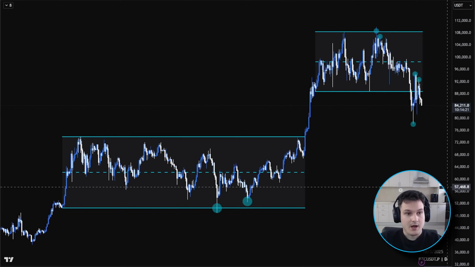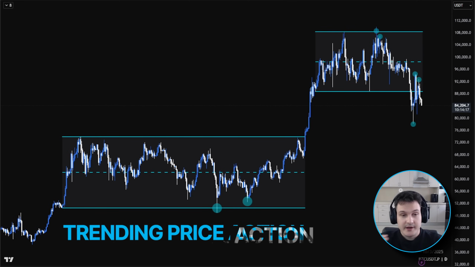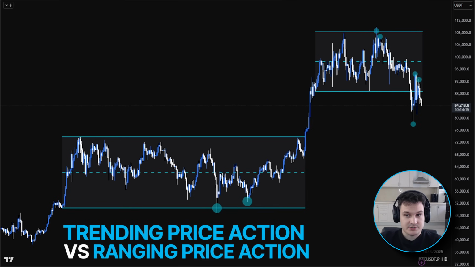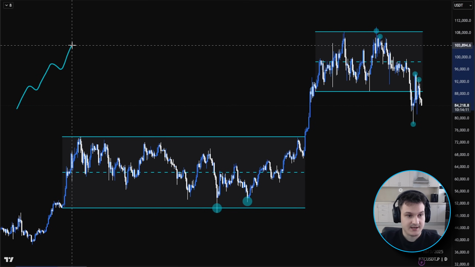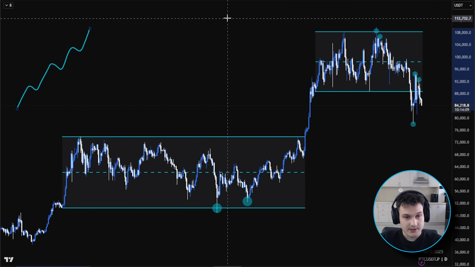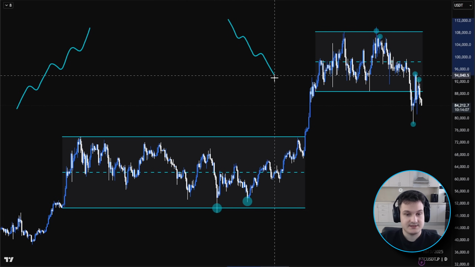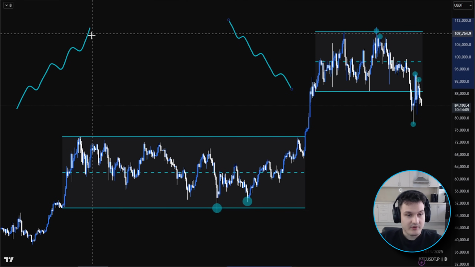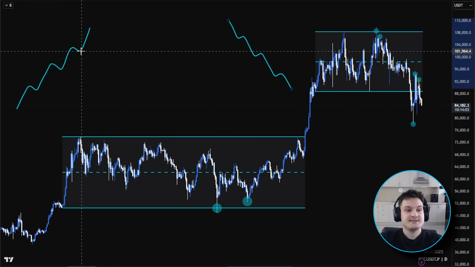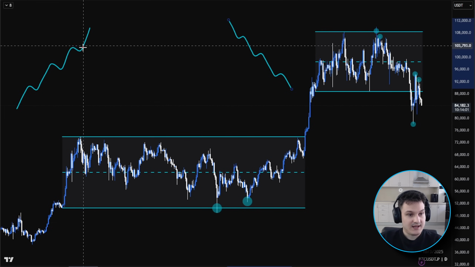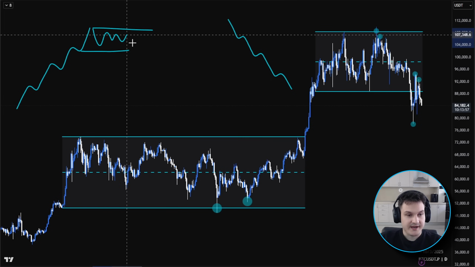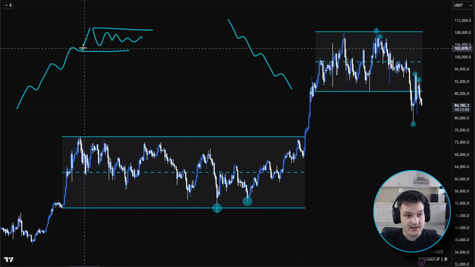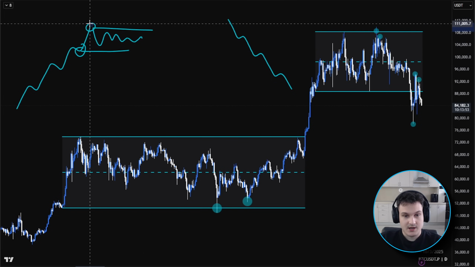Ranges usually occur after price has had a big impulse in a single direction. So let's compare trending price action and ranging price action. For a bullish trend, you will have consistently higher highs and higher lows. For a bearish trend, you will have consistently lower highs and lower lows. However, such a move always ends with a range. So after the last leg up, you will form a range and price will keep trading between the last swing low and the last swing high.